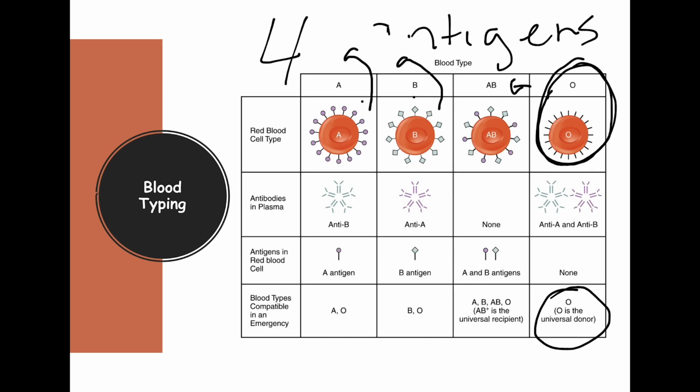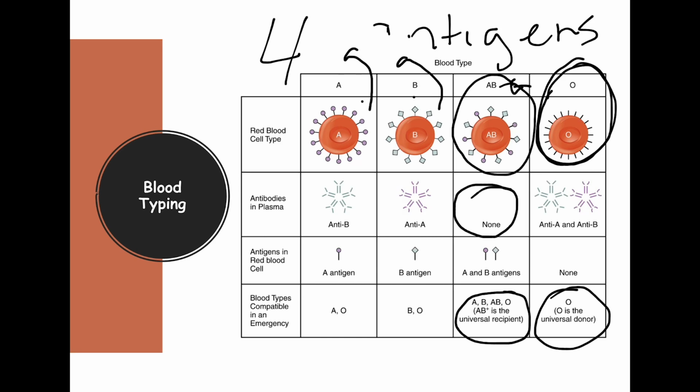Now let's go to AB. AB blood type has both A antigens and B antigens. If they have both antigens, that means they will not have any antibodies that will attack A or B blood type. Because of that, they're called the universal recipient. They can receive blood from type A, type B, or type O.